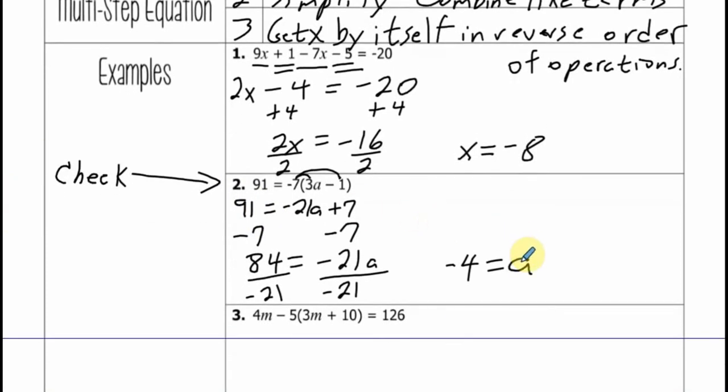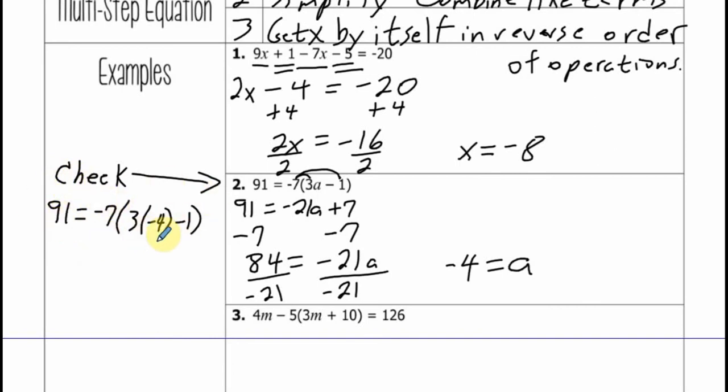I'm going to take my answer for A and I'm going to plug it back in. So everything else stays the same. So we have 91 equals negative 7 parentheses 3 times, I'm going to put 3 parentheses negative 4. Otherwise, it might look like 3 minus 4. Now it's clear that it's 3 times negative 4. All right. So a check step, I've got to make sure left side, which is 91, equals right side.